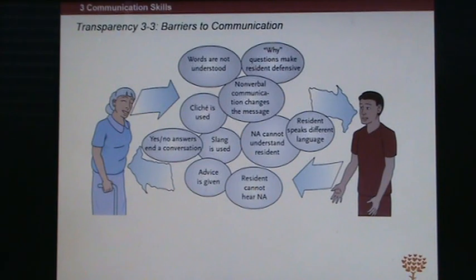New York have their own slangs. Baltimore have their own slangs. California, Los Angeles have their own slangs. So be careful when you're using slangs because the resident might not understand you.